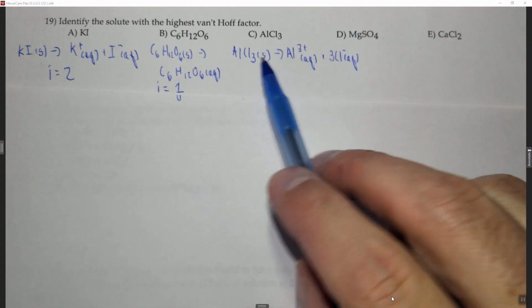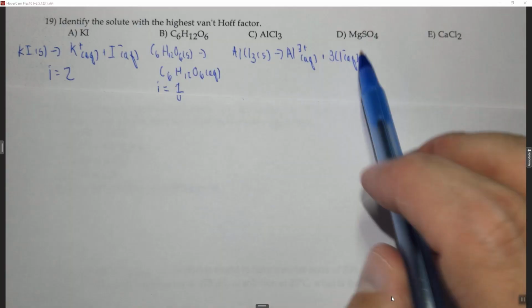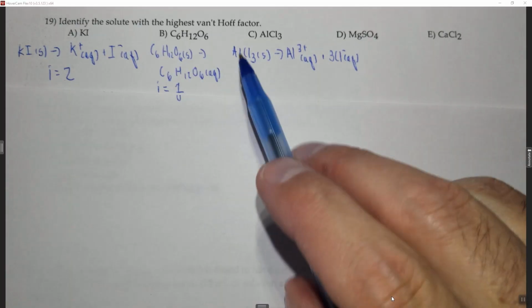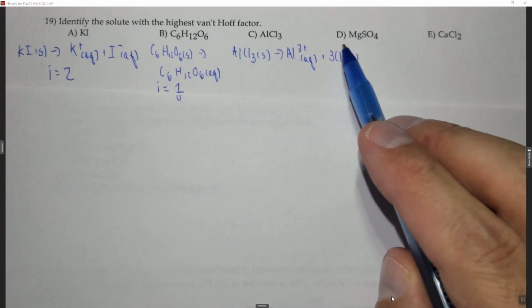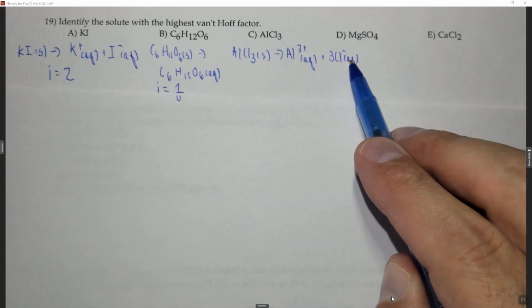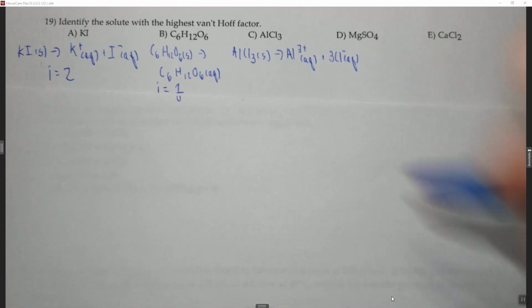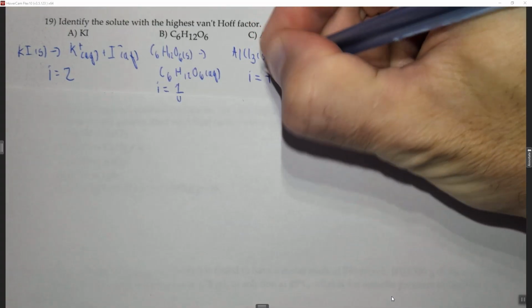We still need a balanced chemical equation. All right, there's 3 Cls, so you have to have 3 Cls over here. So in this case, you have 1, 2, 3, 4. So one of these and 3 of these, a total of 4 things in solution. So in this case, I is equal to 4.